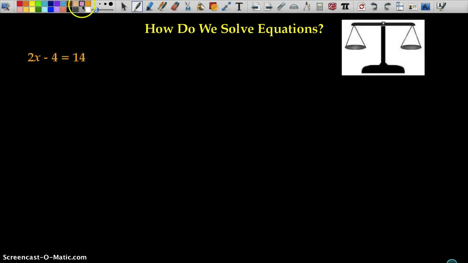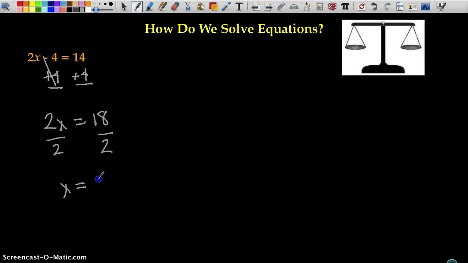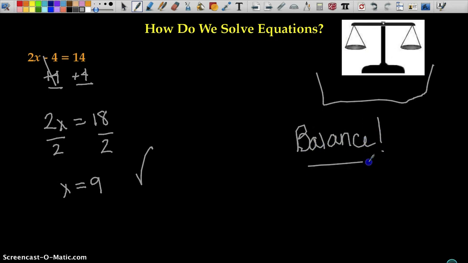Okay, so let's do a quick little review here, solving equations. Remember doing this way back in the beginning of the year when we first started. You start with adding 4 to both sides, so you get 2x equals 18, and then you divide by 2 to get x equals 9. Ta-da! And this over here, remember everything must balance. What you do to one side, you must do to the other side.